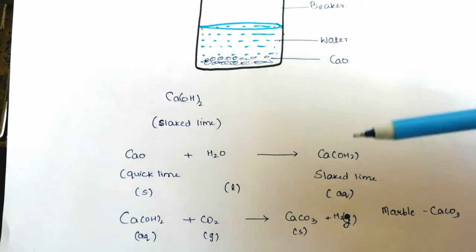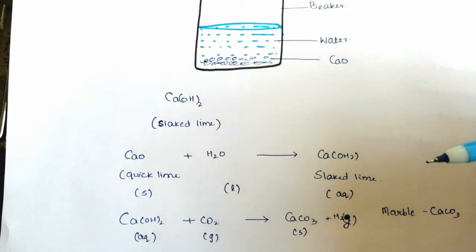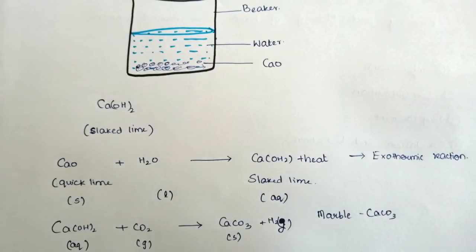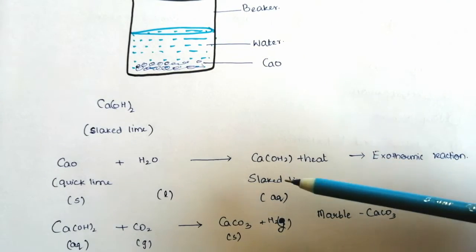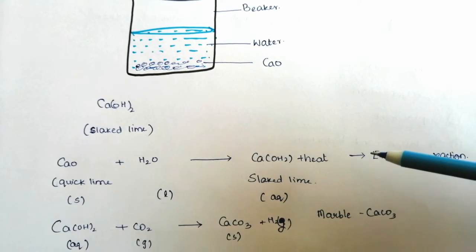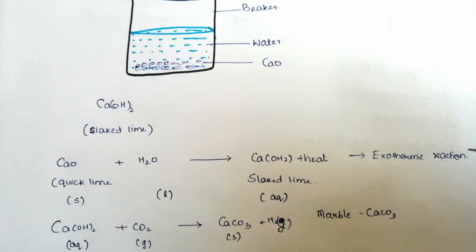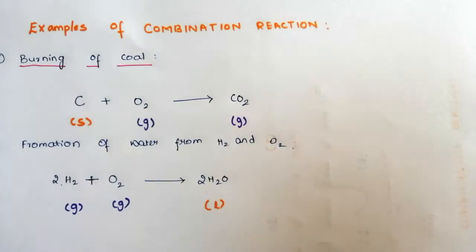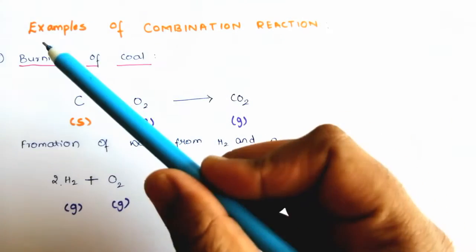The reaction in which heat is released is known as an exothermic reaction. Here, heat is released in this reaction, so we say this reaction is an exothermic reaction. A few more examples of combination reaction: burning of coal.